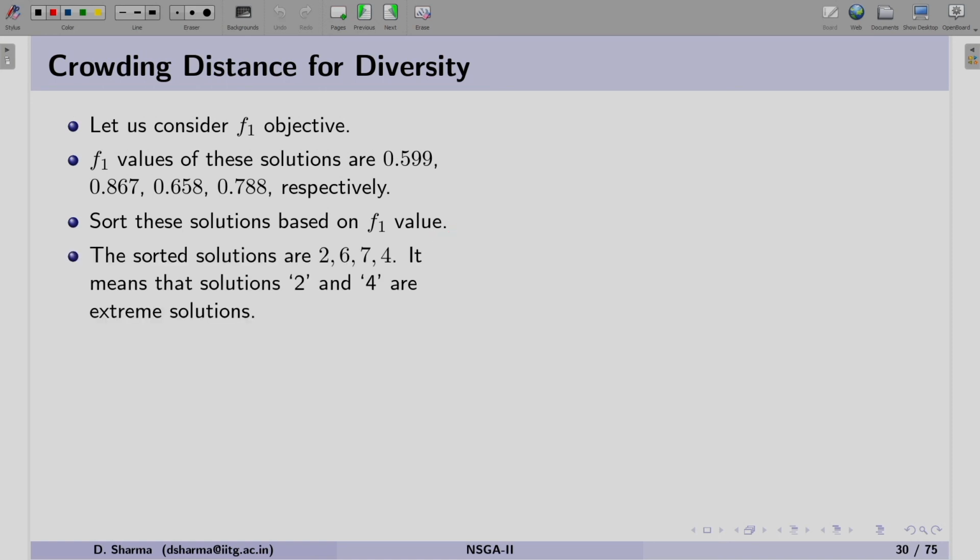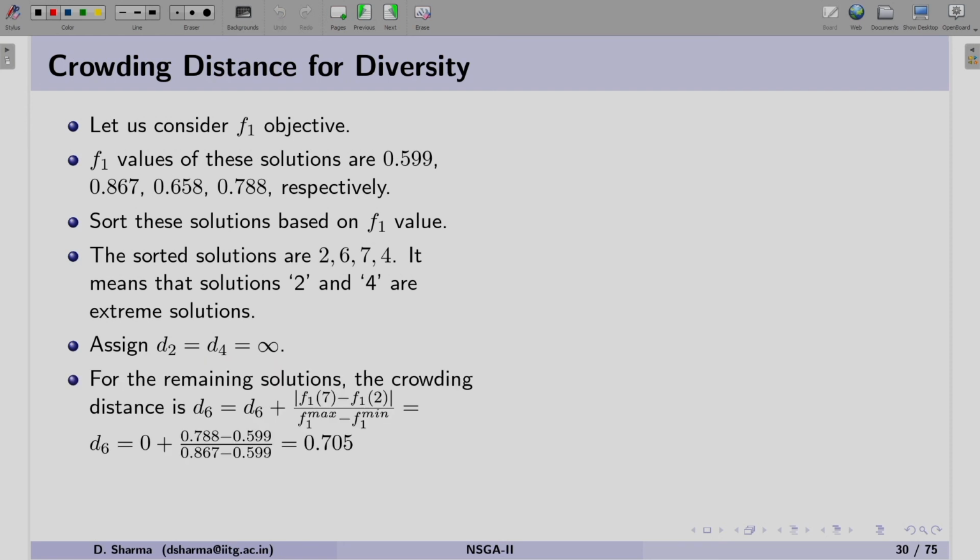When we sort it, the solutions are sorted in the form of 2, 6, 7 and 4. Looking at this sorted solution, solution number 2 and solution number 4 are extreme solutions and therefore, we will be assigning D2 and D4 an infinite value. Thereafter, we have to calculate the crowding distance of solution 6 and 7.